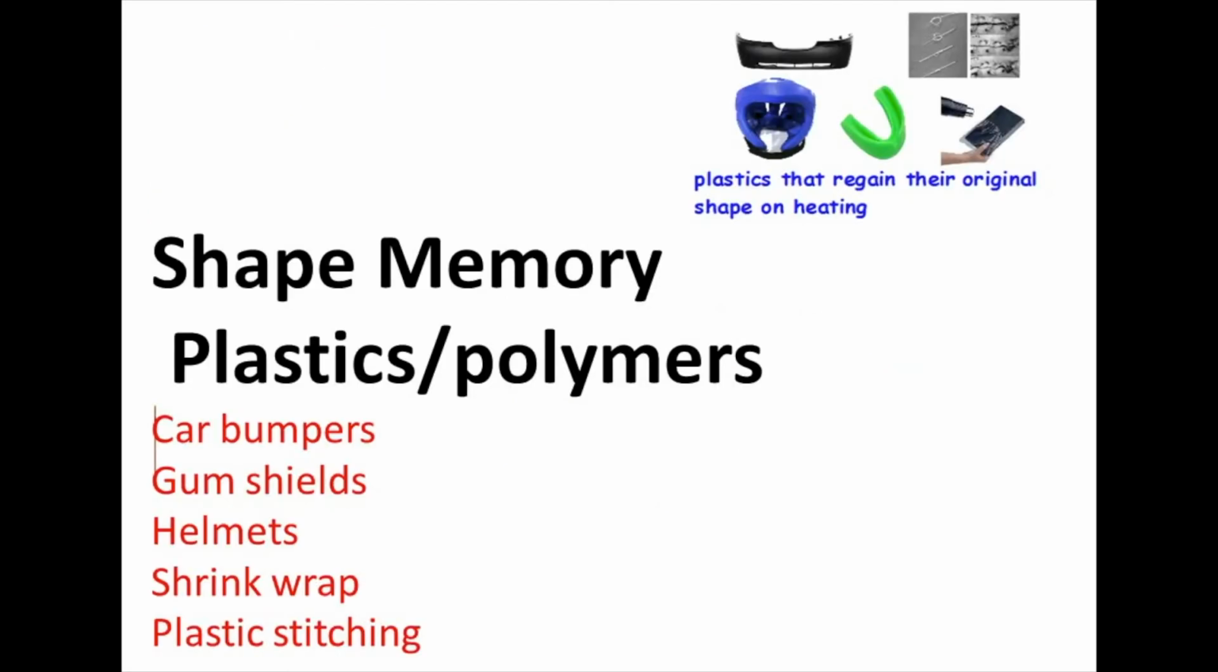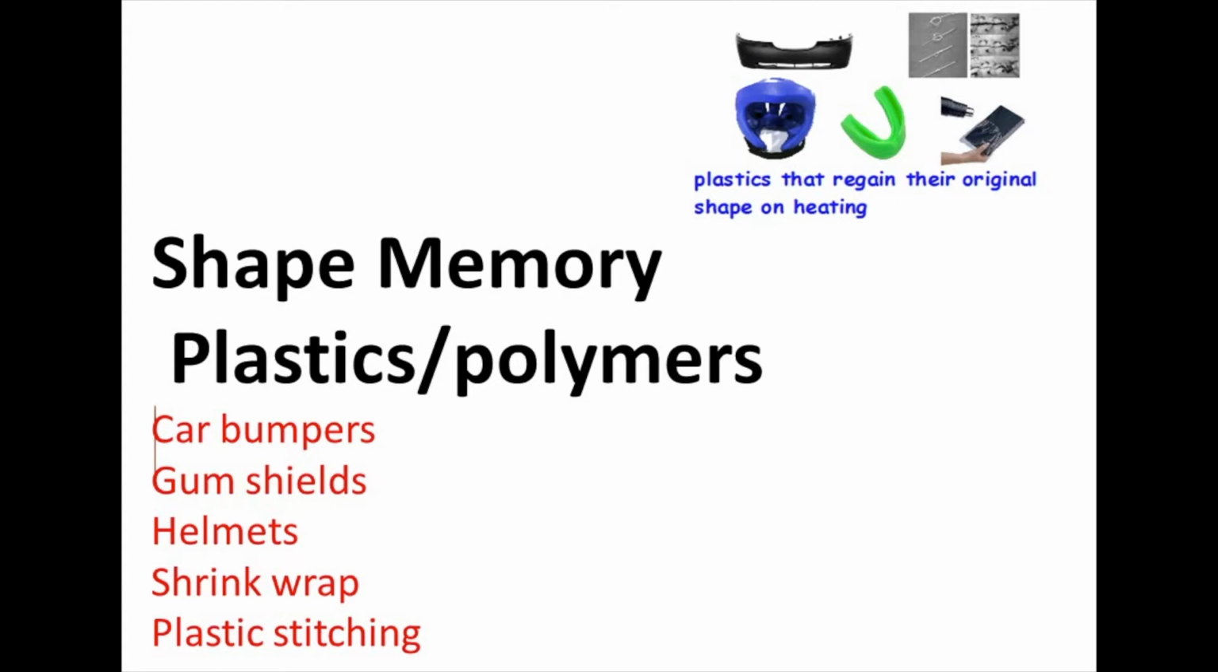Shape memory plastics or polymers, they might be called SMPs. You might see that shortened down, the abbreviation. Now, it can be used on car bumpers, not the car body, the car bumper. You can see it at the top there, the plastic bit. And what will happen is if you had a bump and your bumper was made of this shape memory polymer, very few cars are, if you heated it up, the bump would come back out, and so it would go back to its original shape. So the dent would no longer be there.